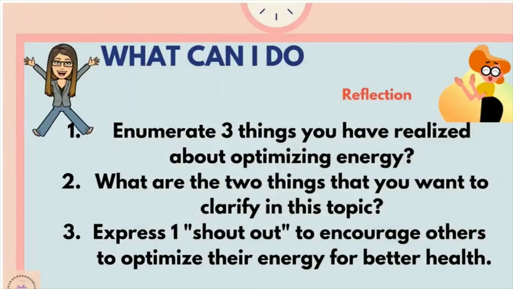So set properly. Our reflection. First, enumerate three things you have realized about optimizing energy. Second, what are the two things that you want to clarify in this topic? If you are doubtful or if you want something to clarify, just express it. And next, number three, express one shout-out to encourage others to optimize their energy for better health. Okay, so make sure to do it now and reflect.